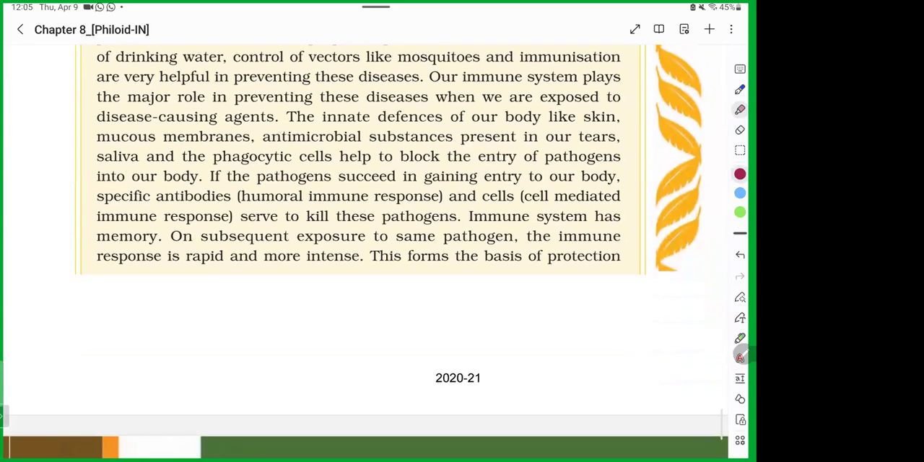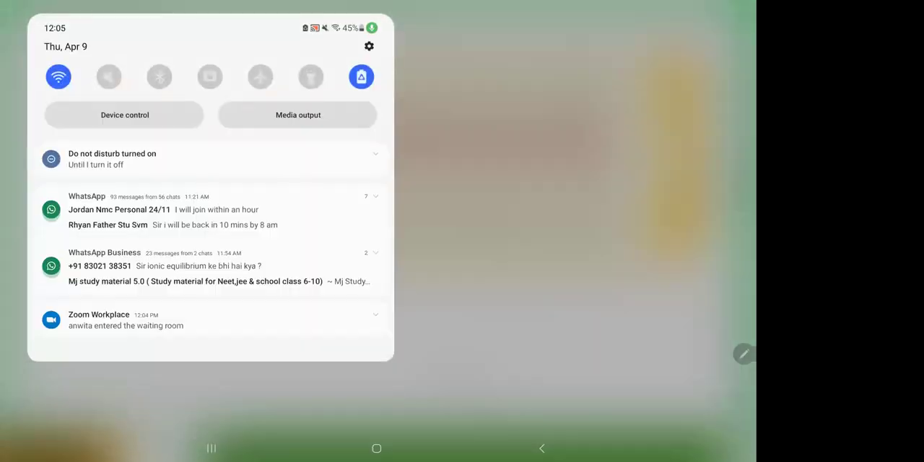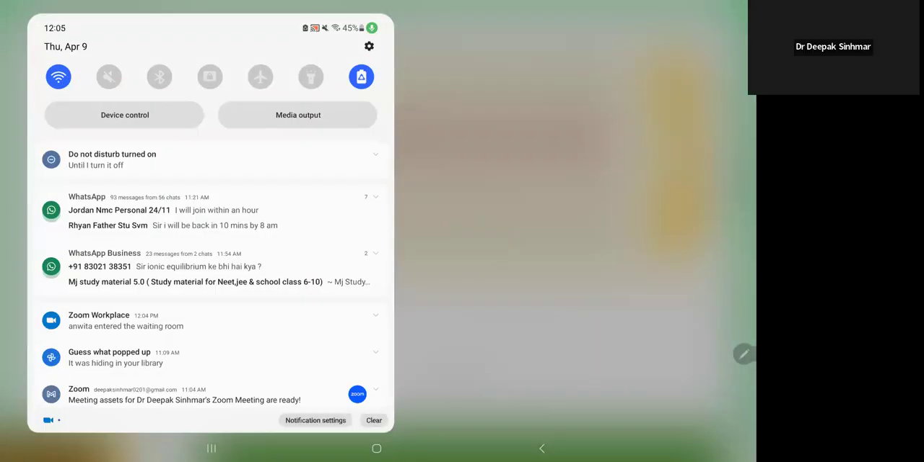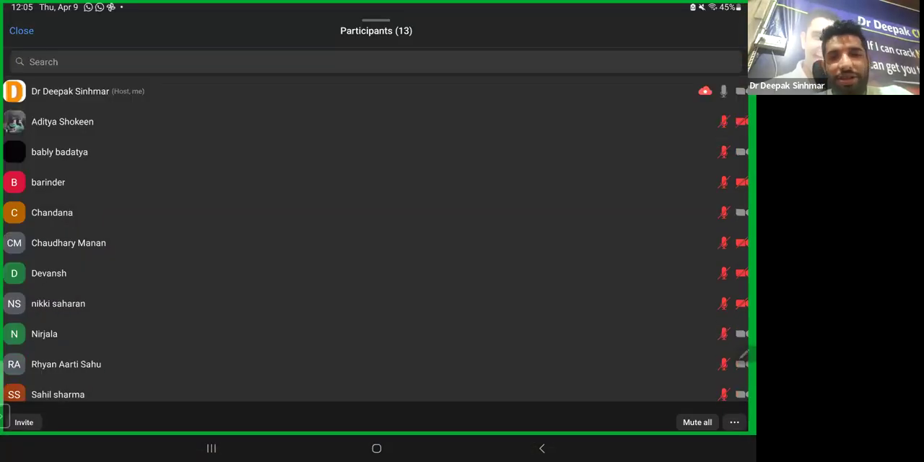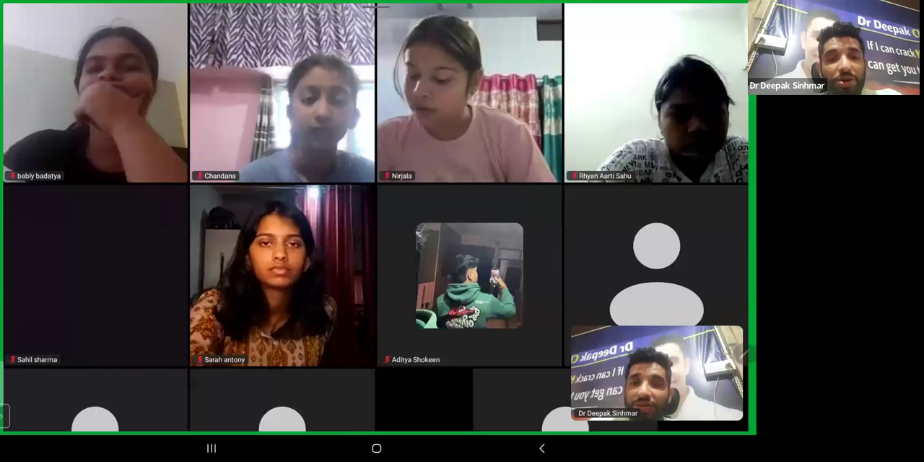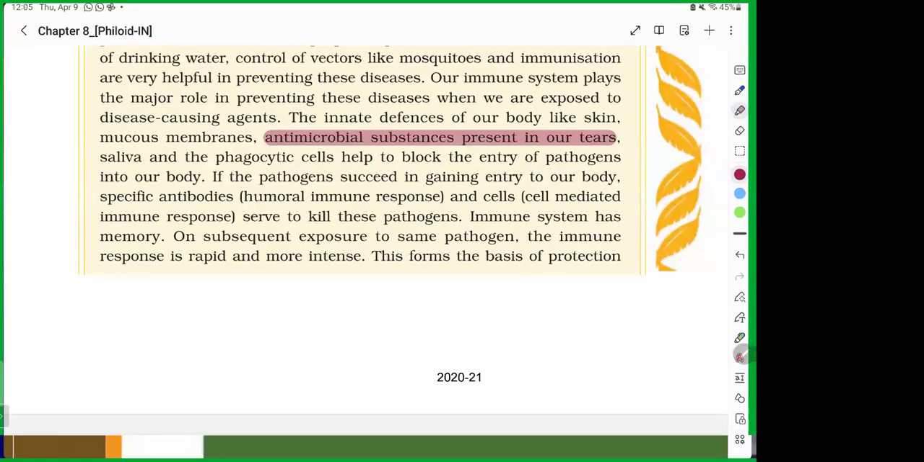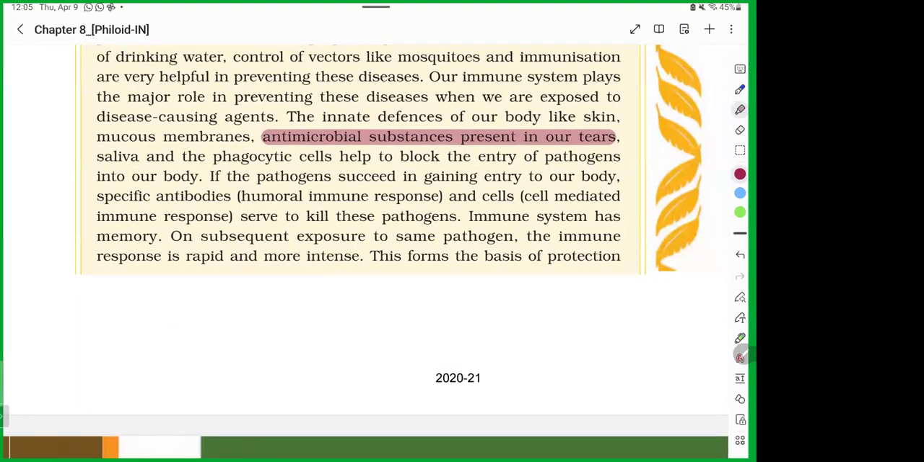Correct. Example: this antimicrobial substance is present in our tear. This is not given in the normal NCRT. Correct. The antimicrobial substance is present in tear, though it is written that tear comes under physiological barrier. Correct.